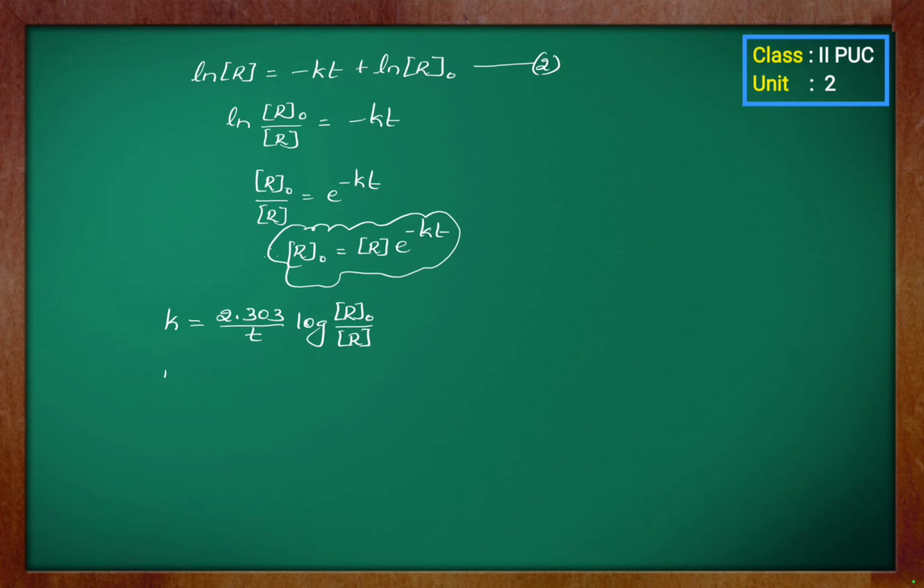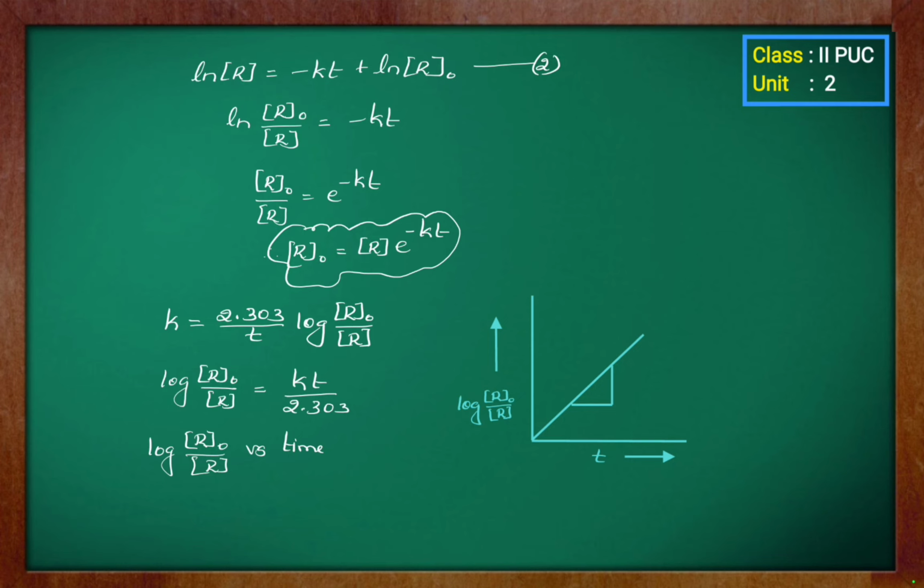This can be rearranged and we can write it as log R naught divided by R equals K into T divided by 2.303. So here, if we plot a graph of log R naught divided by R versus time, we will get a straight line graph. Slope for this graph is equal to K divided by 2.303. So using this slope value, we can calculate the rate constant, that is equal to 2.303 into slope.